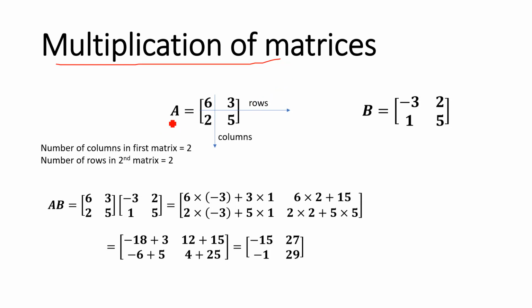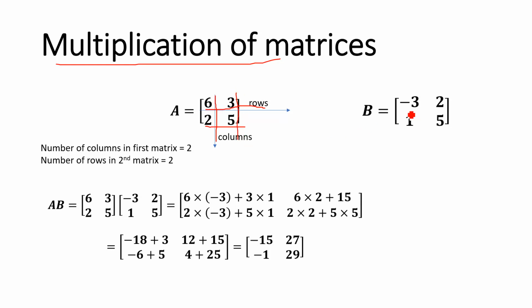For example, we have two matrices, matrix A and matrix B. First we need to make sure whether these matrices are conformable for multiplication or they cannot be multiplied. Now let's consider we have two matrices, matrix A and matrix B. These horizontal lines are known as rows. This matrix has two rows, and these vertical lines represent the columns. This matrix has two columns.